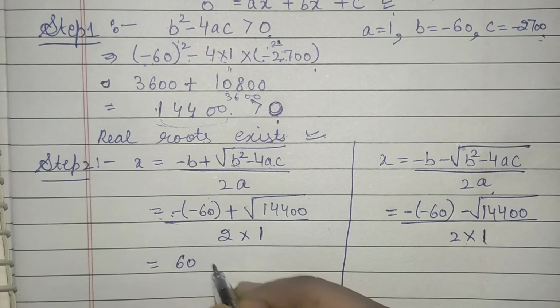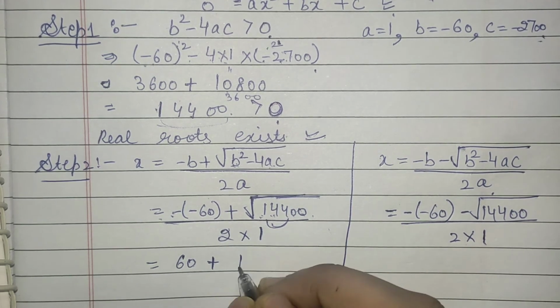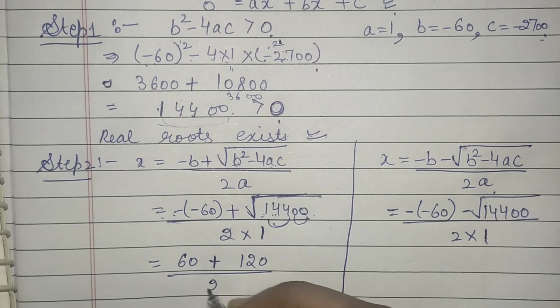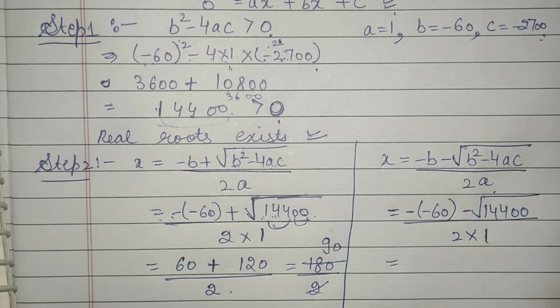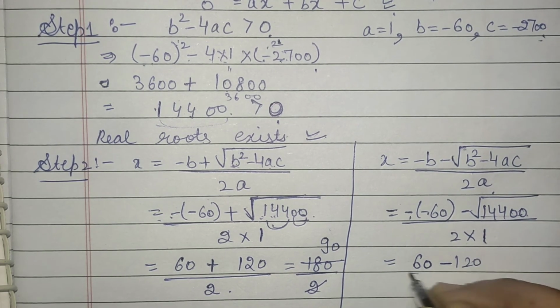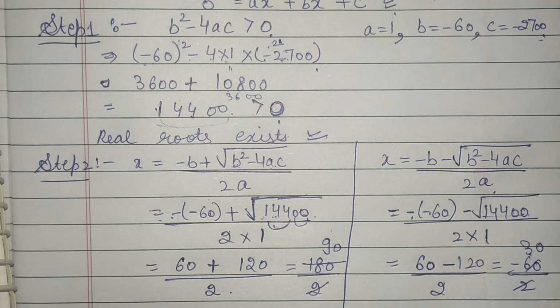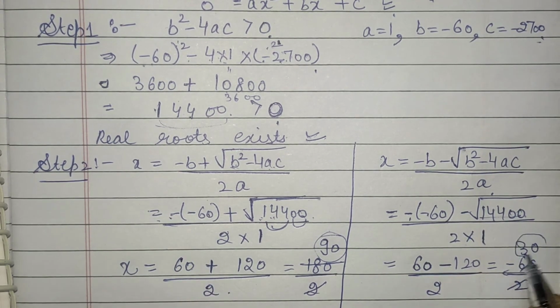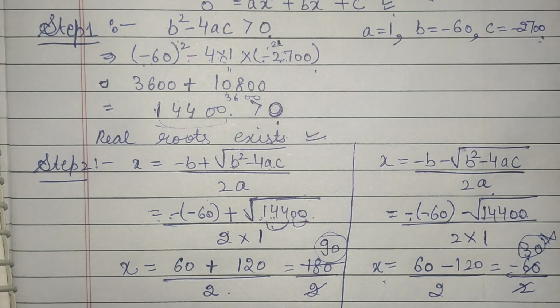So minus and minus will give you plus 60 plus what is the square root? The square root of 14400 is 120, divided by 2. That means 180 by 2, which is equal to 90. Minus 60 and minus 120 will give you minus 180, wait, 60 minus 120 gives minus 60, divided by 2, so minus 60 by 2, which will give you minus 30. Okay, so keep in mind, while solving these kinds of questions, when you get a negative value, then the negative value is not possible because we are calculating dimensions and any dimension can never be negative.